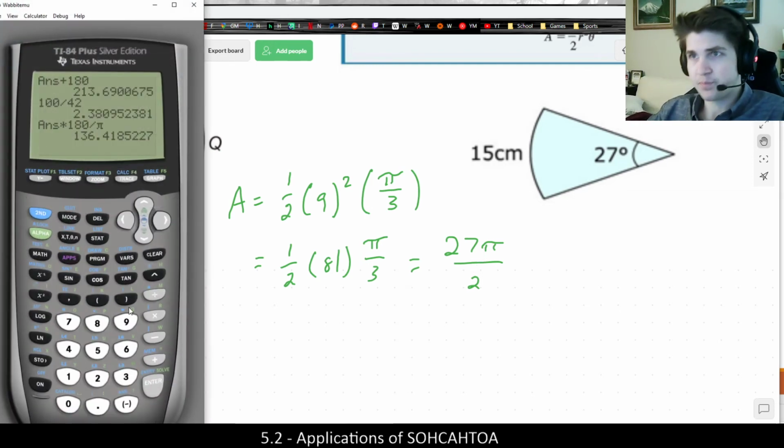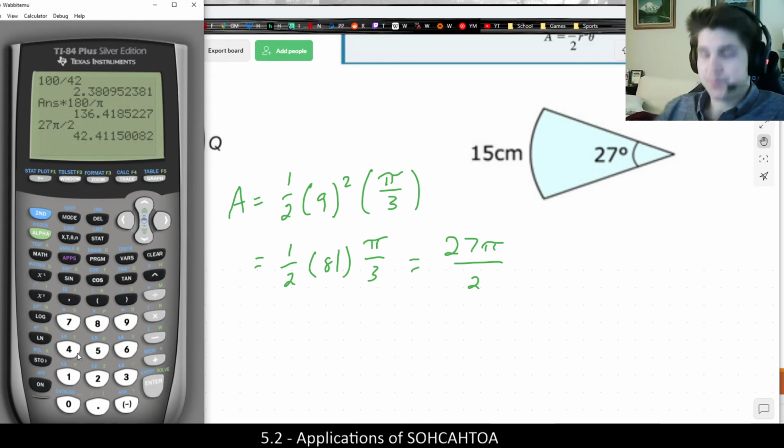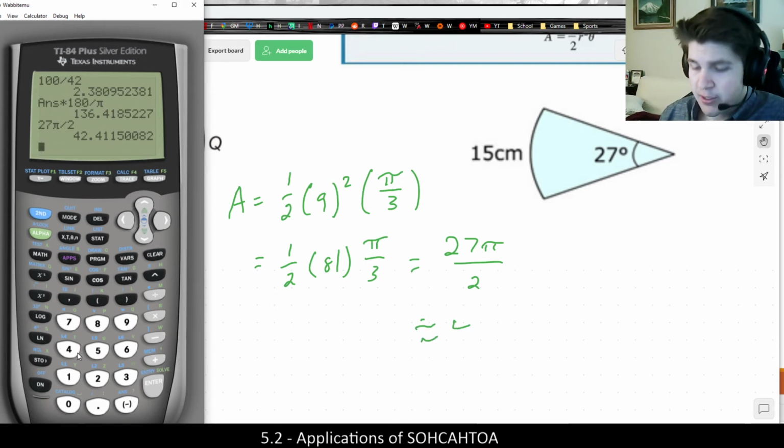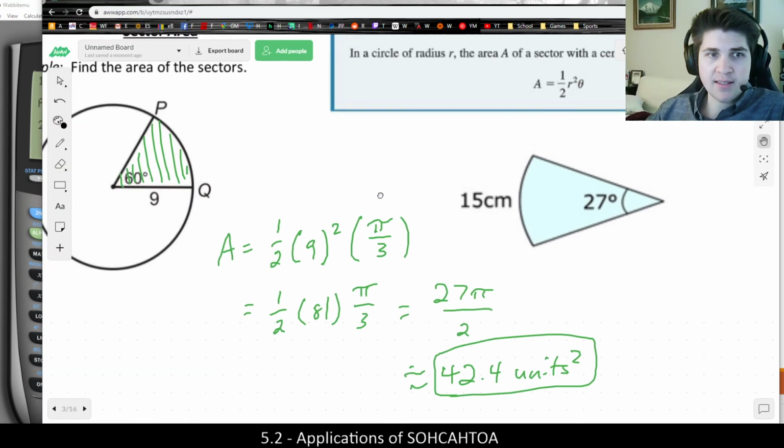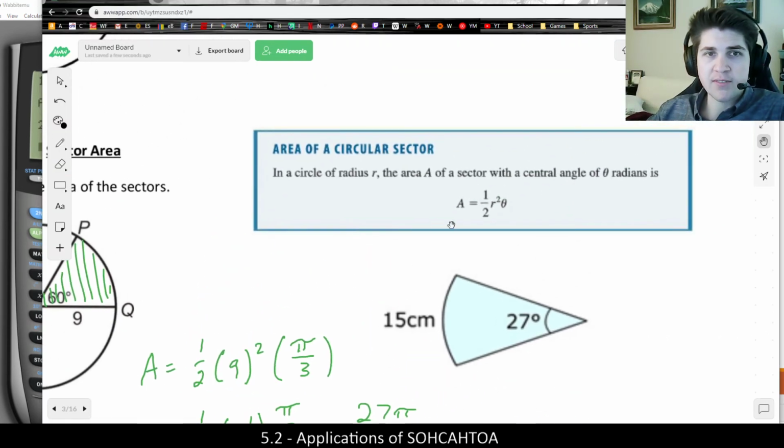Or, of course, I could get a decimal approximation of that value, which is approximately 42.4 for the area. And also, why does this formula make sense as the last little component to this video?